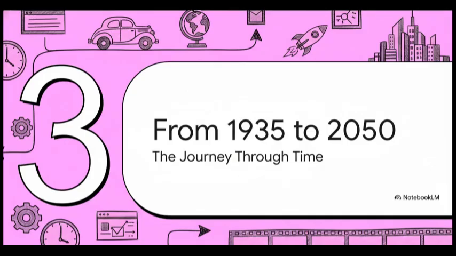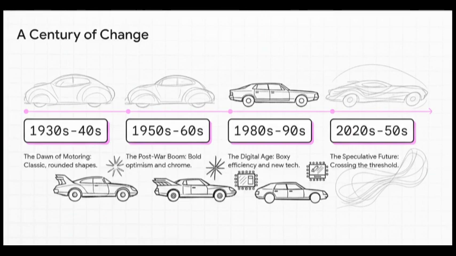All right, so let's actually go on the journey that these videos promise. Let's break down this huge timeline, starting way back in 1935 and going all the way to 2050. A really good one of these videos breaks the story down into these clear eras. You can almost feel the vibe shift, right? From those classic, curvy shapes of the early days to the big, shiny optimism of the post-war boom, and then into the kind of boxy, efficient designs of the digital age. And then you hit a wall and step into what's basically science fiction.